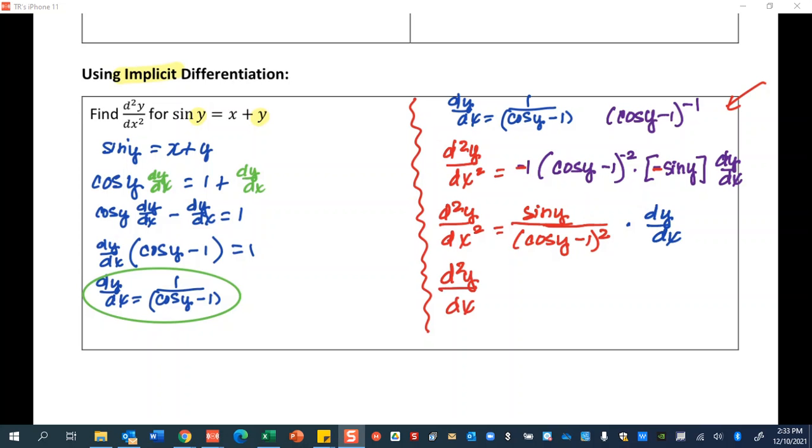d2y over dx squared is equal to the sine of y over, why are you talking and not riveted by this amazing revelation?